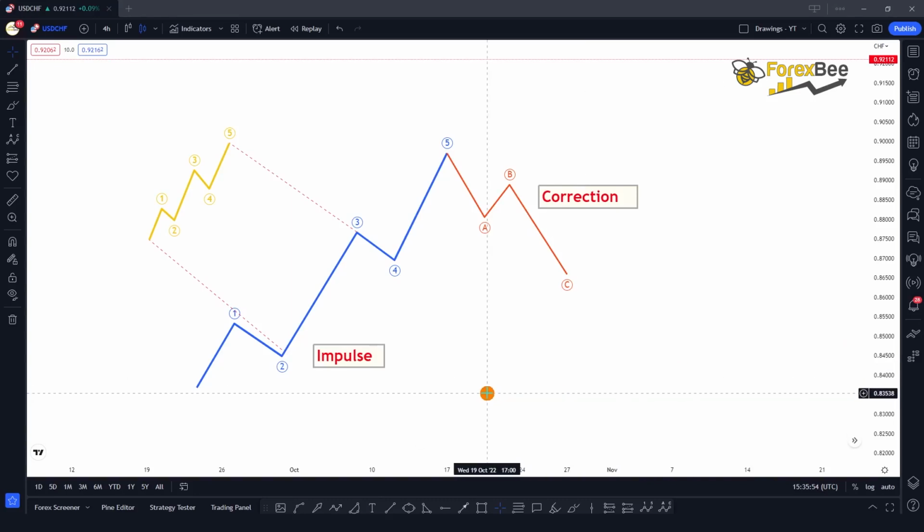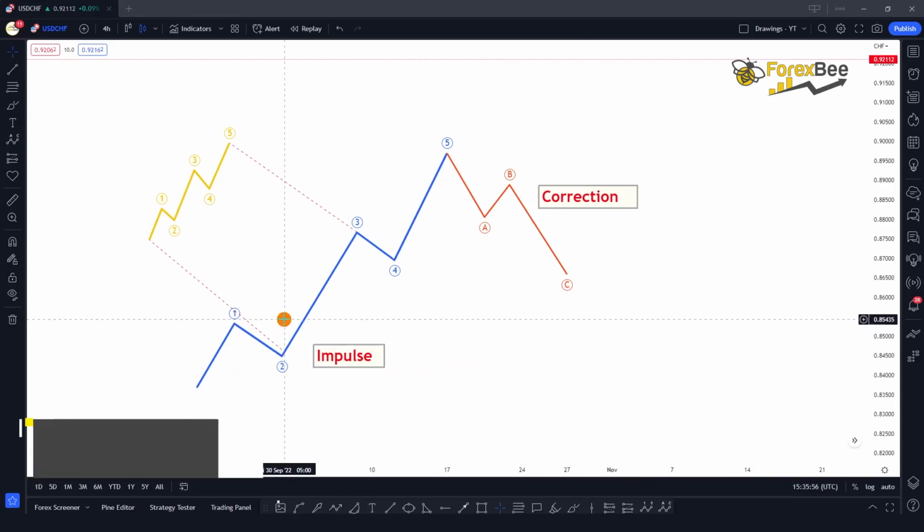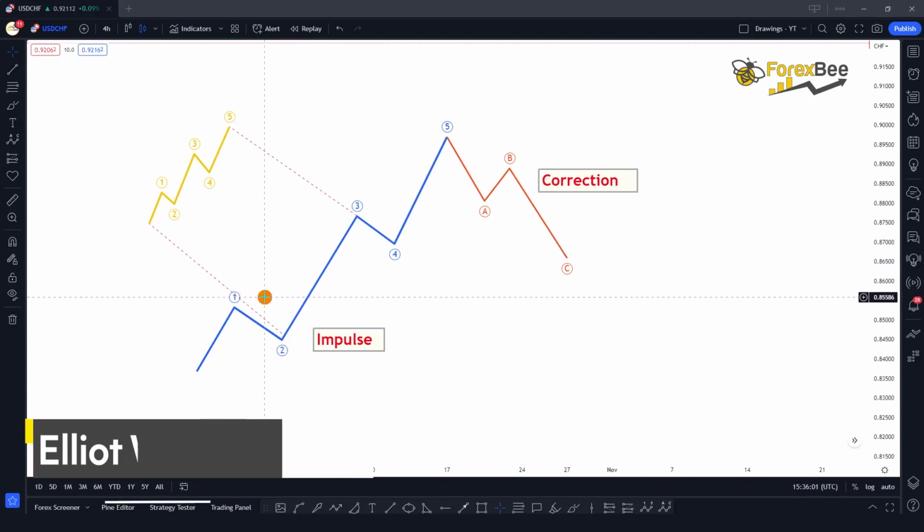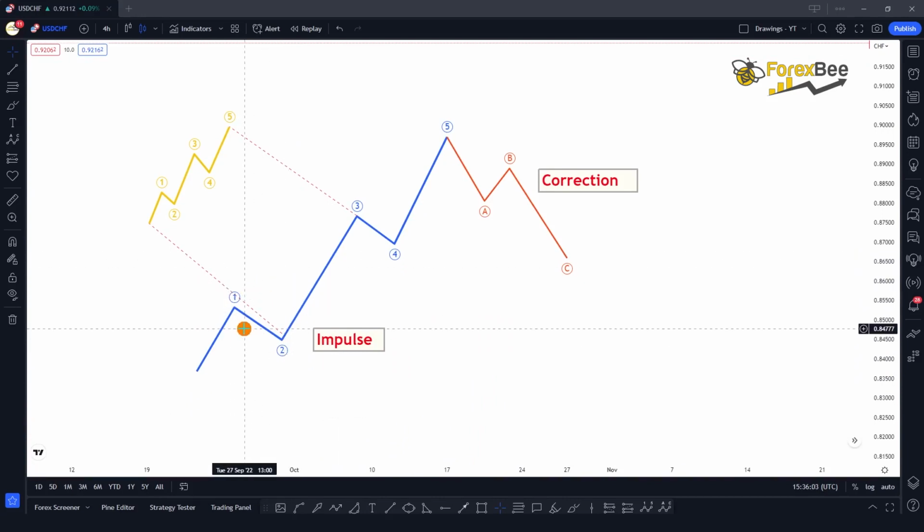Hey guys, welcome back. Today I want to talk about everything that you need to know about the Elliott Wave Theory. The Elliott Wave Theory is a financial theory that is used in technical analysis, used to describe the price movement in any financial market.